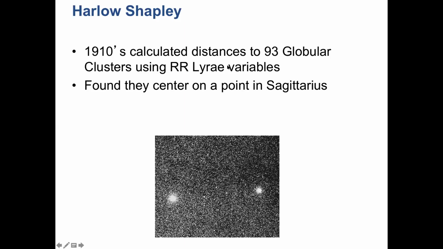We'll talk about how he was able to measure the distances to these globular clusters, but basically RR Lyrae variables are standard candles. There's a way to know how luminous they are. And if you know how luminous they are and you can measure how bright they look, that gives you the distance. And so he found these kinds of variable stars in these globular clusters and measured the distance to those globular clusters.